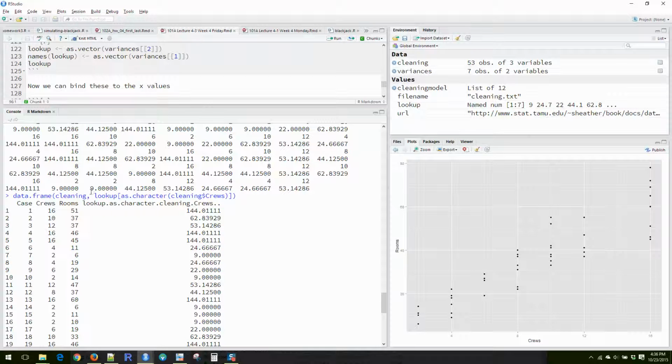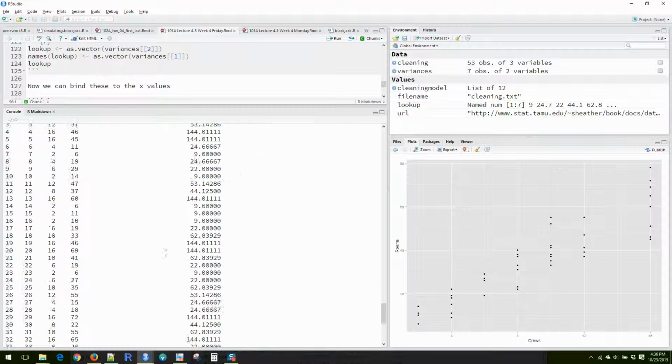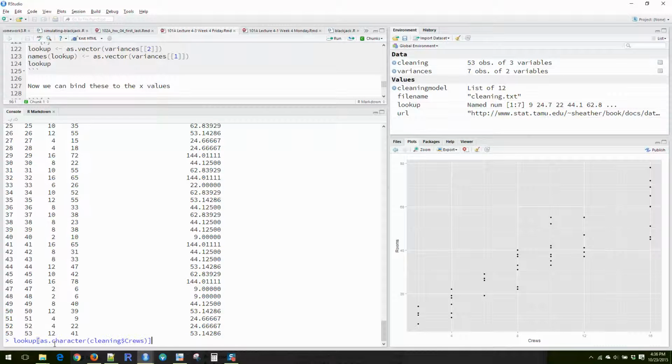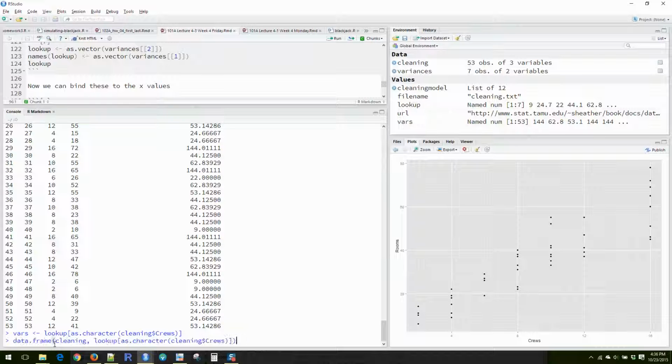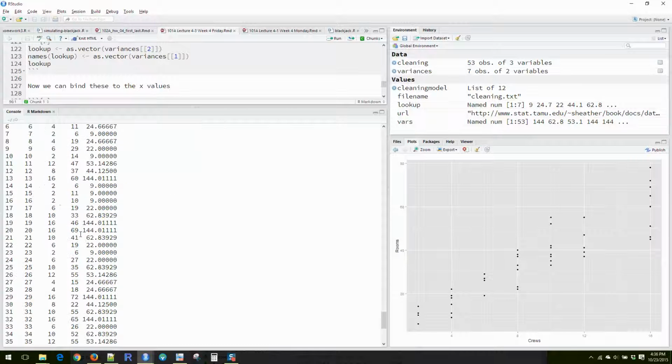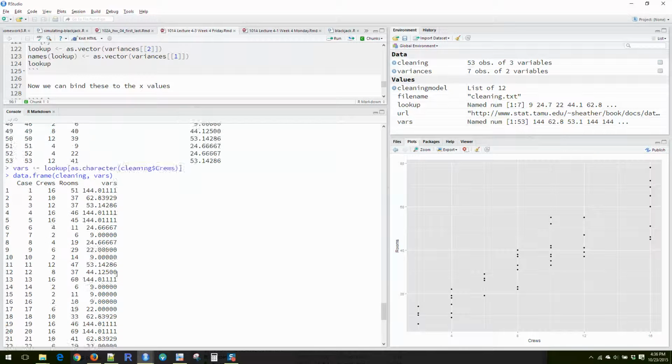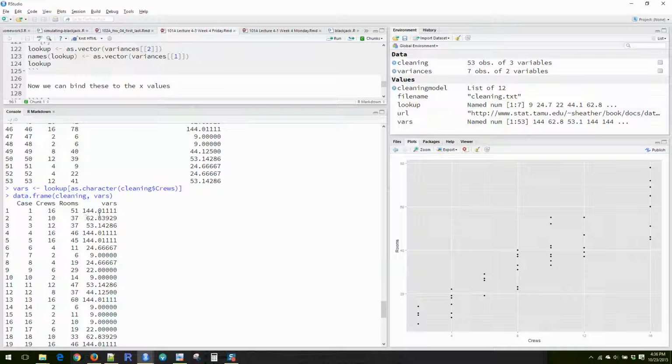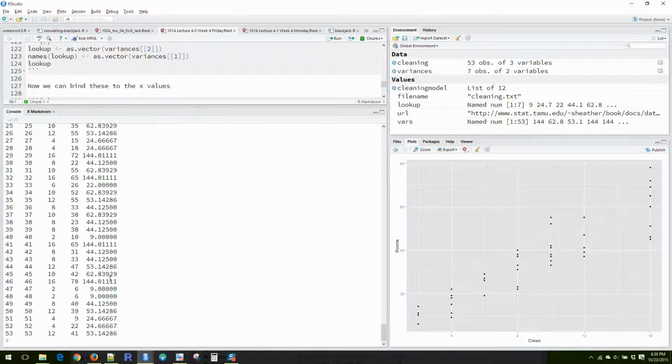But this is a terrible thing, so what I should probably do is call this vars or whatever, and then do it again: data.frame, cleaning, and just attach vars. That looks much better. So we've got all 53 weights that we want, or actually this is the inverse of the weights, so the weights will be 1 over vars. I should call this our new cleaning table.